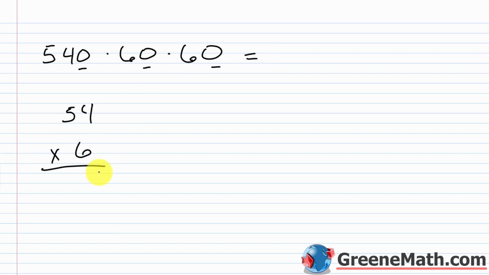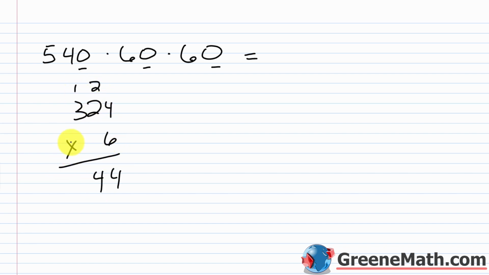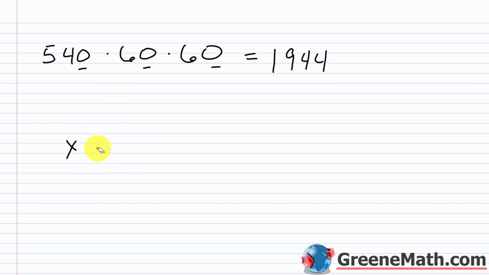So 6 times 4 is 24. 4 down, carry the 2. 6 times 5 is 30, plus 2 is 32. So I've got 324. So let's multiply that by 6. 6 times 4 is 24. 4 down, carry the 2. 6 times 2 is 12, plus 2 is 14. 4 down, carry the 1. 6 times 3 is 18, plus 1 is 19. So I've got 1,944. And remember, you've got 3 trailing zeros between these factors.